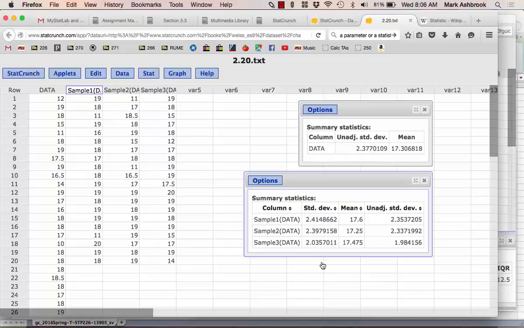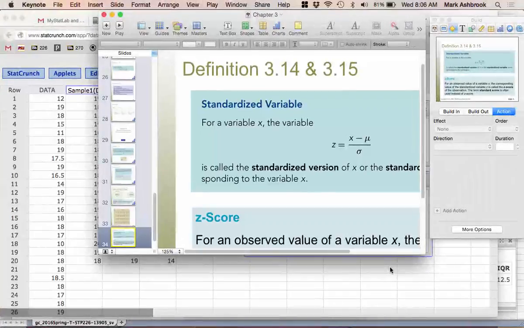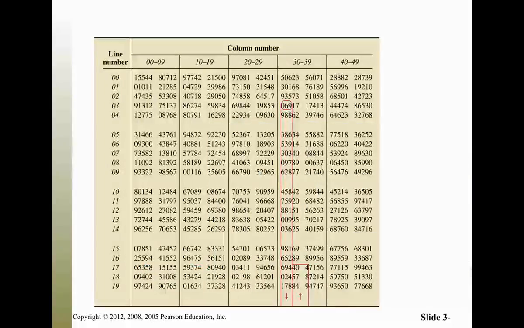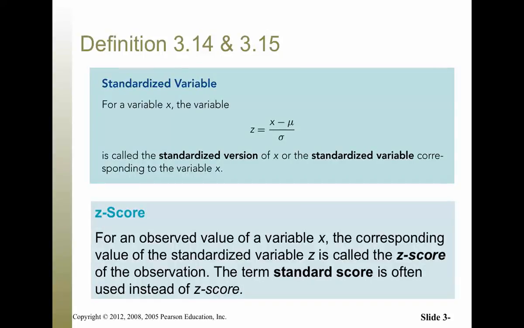So let's go on to the next thing. Okay, z-scores. Z is called a standardized version of x, or standardized variable corresponding to the variable x. For an observed value of variable x, the corresponding value of the standardized variable z is called the z-score of the observation. The term standard score is often used instead of z-score. So standard score or z-score is the standardized version of x. And so we're going to see what that does.